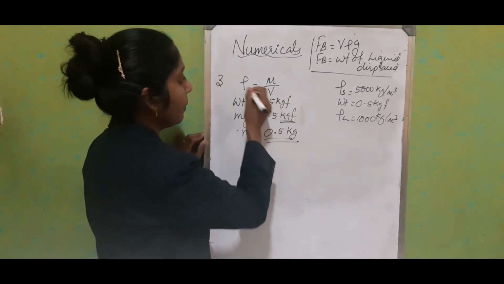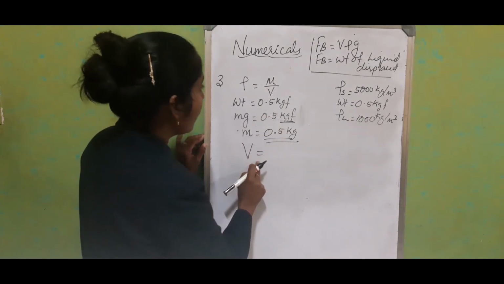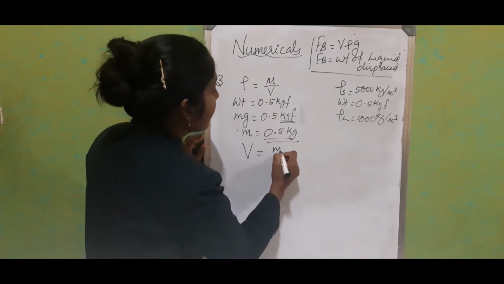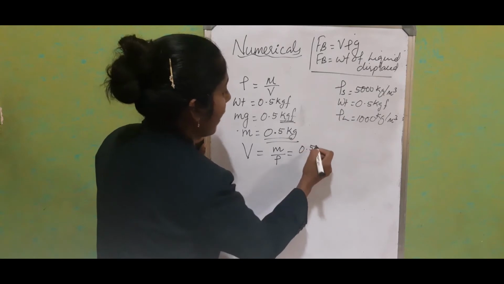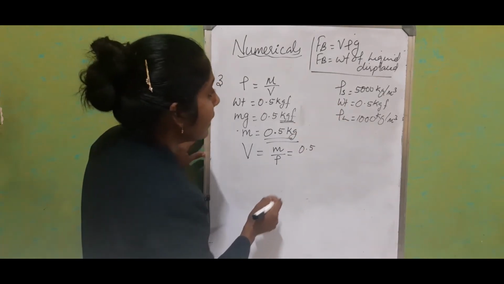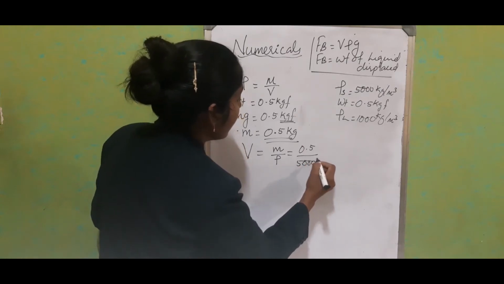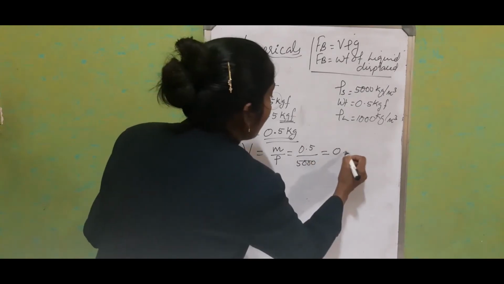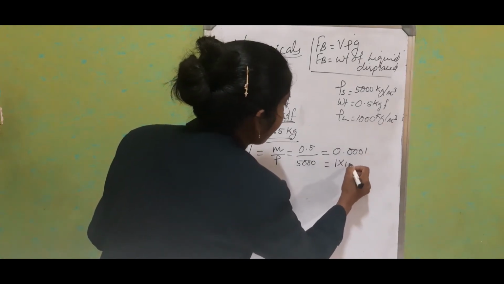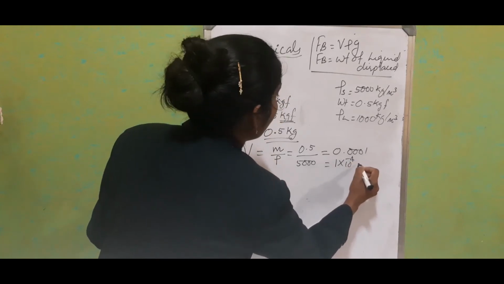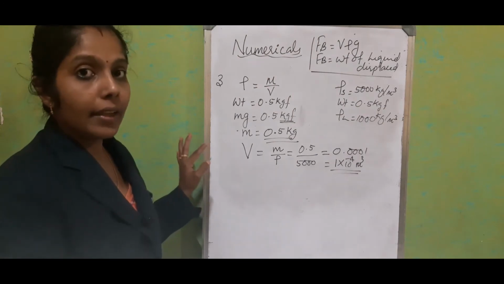So mass is available and density is there. Let us find the volume of the solid. V is equal to mass by density. Mass is 0.5 and density is 5000. So 0.5 divided by 5000 is 0.0001, or we can write it as 1 into 10 to the power minus 4 meter cube. So the volume of the body is this much.